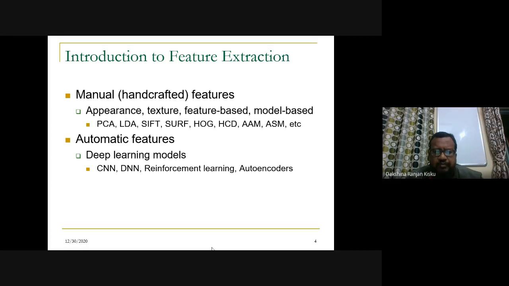Okay, in case of automatic features, most of the deep learning models belong to automatic feature extraction techniques. Deep learning models can include convolutional neural network, deep neural network, reinforcement learning, autoencoders, and we can have many variants of deep neural networks, convolutional neural networks, reinforcement learning techniques, and autoencoders. So these are basically the automatic feature extraction approaches. Based on these approaches, we can have the features which are extracted automatically using these deep learning models.